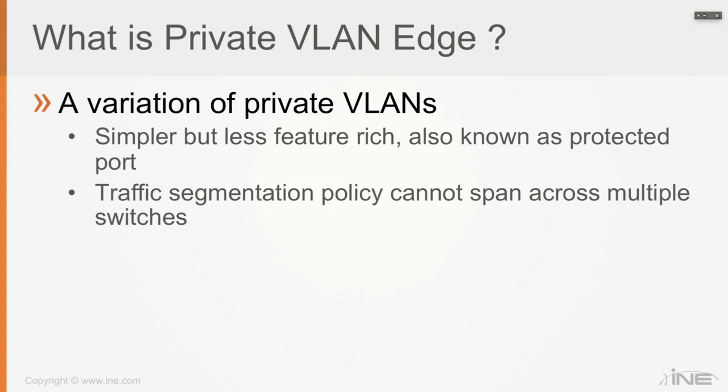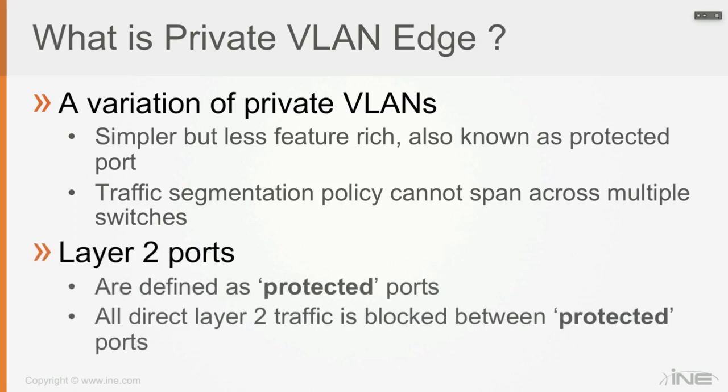the configuration to limit who can speak with who in the VLAN, that policy, is contained in one switch, and it's less feature rich because what you do, you just define the layer 2 ports as protected ports, and the rule is that the switch is going to block all direct layer 2 traffic between protected ports. So it's simpler, easy configuration, less feature rich. It's simple, all traffic is blocked between all protected ports.